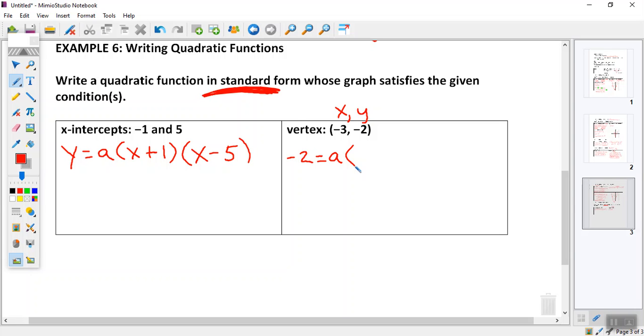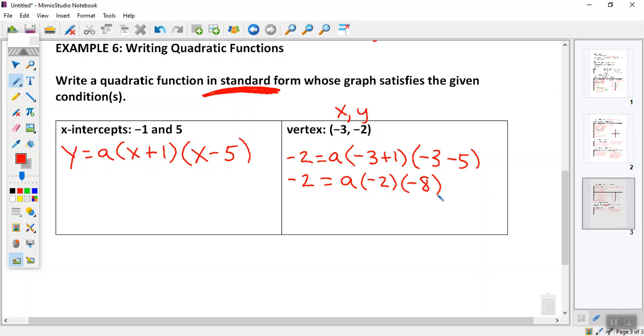Negative 3. So we're going to go negative 3 plus what first? 1. Okay, negative 3 plus 1, and then negative 3 minus what? 5. Okay, you guys help me out here first. All right, this becomes negative 2 equals a times, what's negative 3 plus 1? What's negative 3 times negative 5? Or minus 5, sorry. Negative 8.